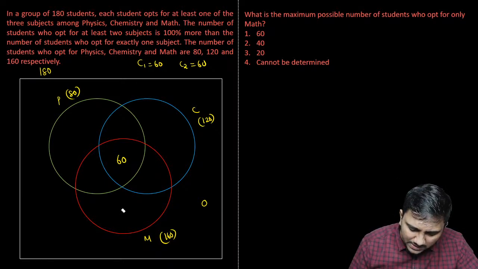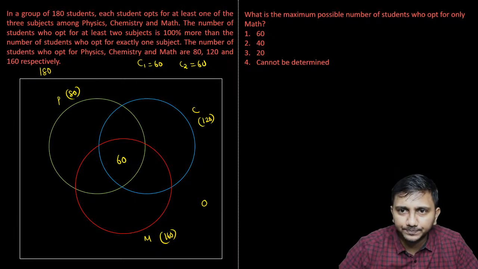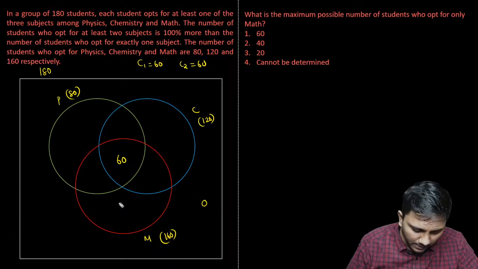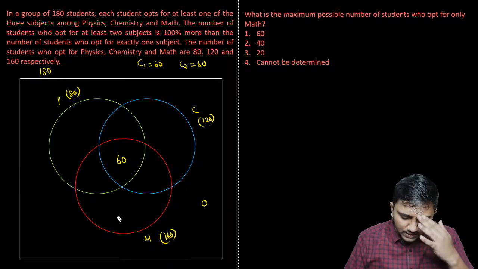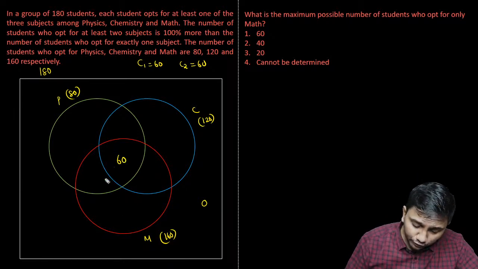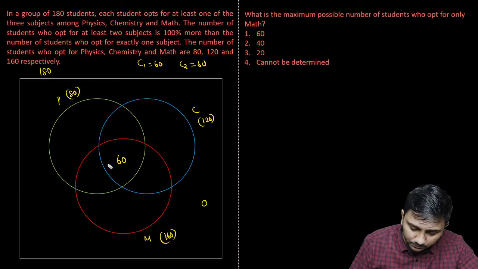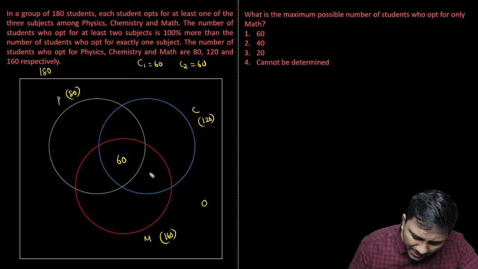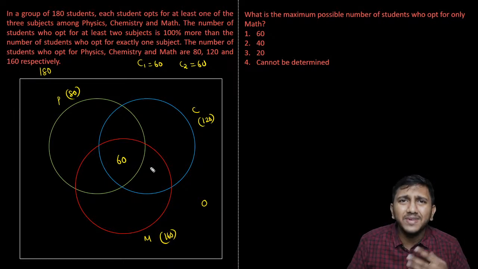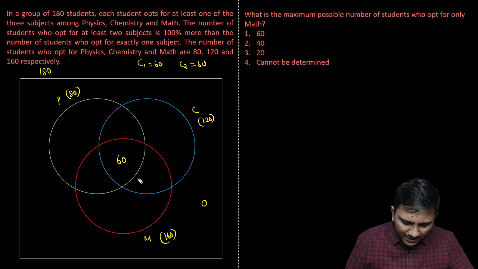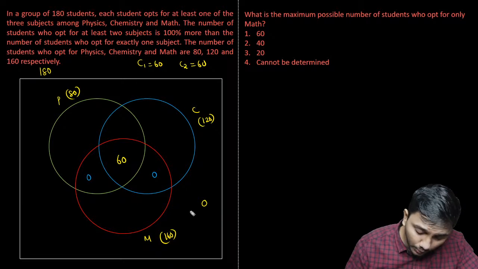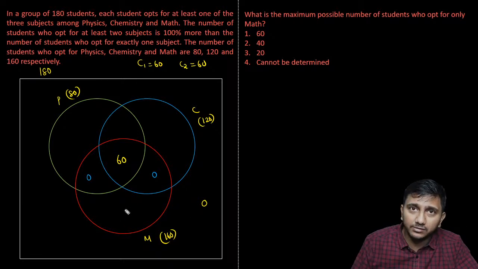So maximizing only math would mean I'll have to maximize this part. Now if you have to maximize this part, this is definitely 60. So I should try and minimize these two, because whatever is going to come inside this is going to sum to 160. So how do I minimize these two? The initial thought is, okay, let's make it 0. So let's say this is 0 and this is 0. That's how I can try and maximize this.